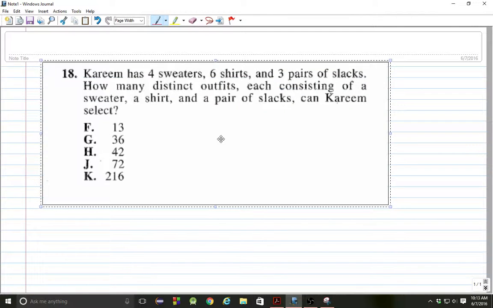Kareem has 4 sweaters, 6 shirts, and 3 pairs of slacks. How many different outfits, each consisting of a sweater, a shirt, and a pair of slacks, can Kareem select? We could draw this out.